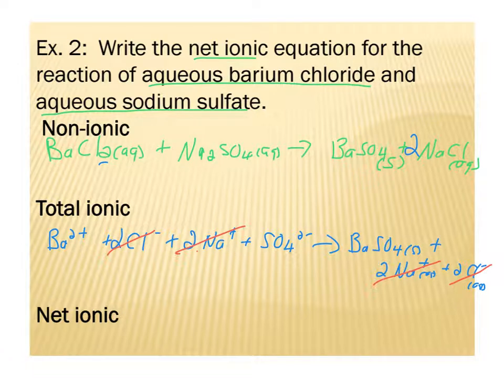So now we have barium ion, Ba2+, we should have written the aqueous format here, plus SO4 2-, and once again we should have written the aqueous sign, yields barium sulfate, which is our solid. So there you go, there's our net ionic equation.